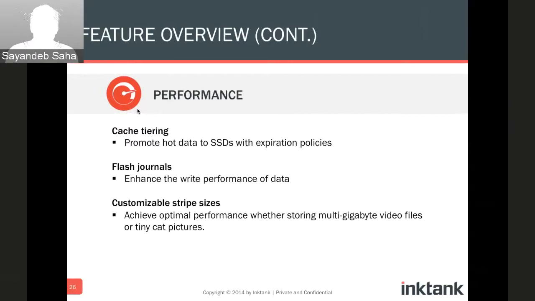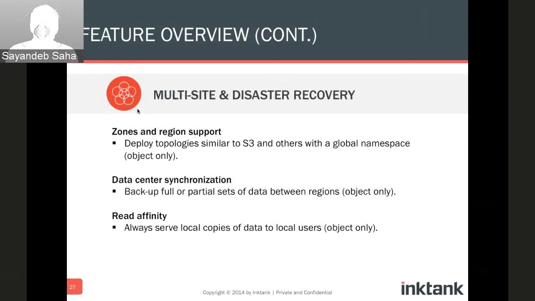Customizable stripe sizes, that's again, you can just have stripe sizes based on your workload so that you can have the best performance. Multi-site and disaster recovery. Ceph has today, Ceph can do geo-replication for object stores, master to slave. However, unlike Gluster, there are no failover and failback capabilities. And none of the technologies today offer what's known as global clusters or multi-master geo-replication, where all the sites could be active at one time. So that's not there in either.